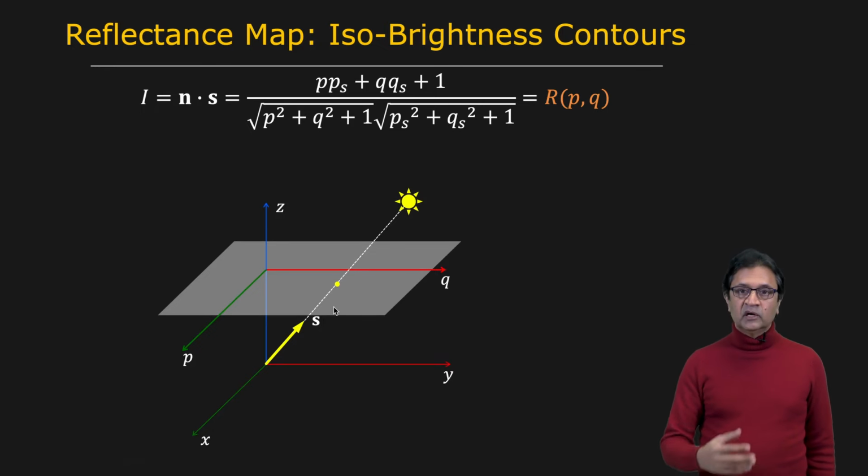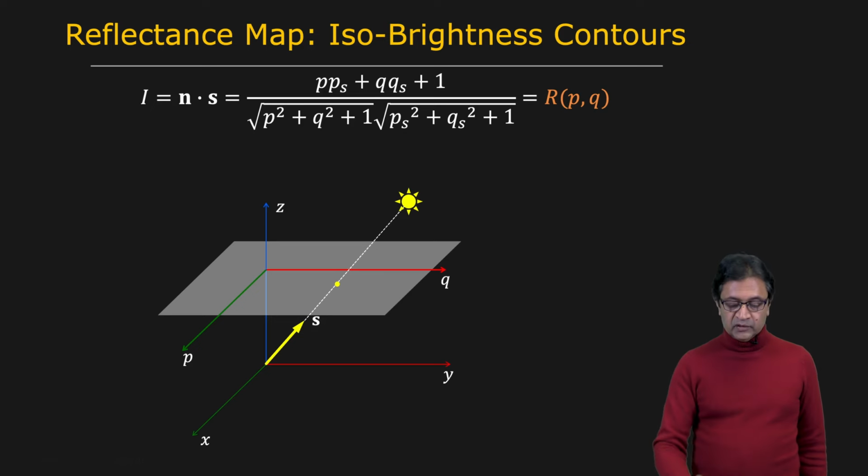And now let's go back to our visualization of the gradient space, which lies at z equal to 1 right here. And so let's assume that this is your source direction, unit vector in the direction of the source, S right here. If you extend this out, it intersects the z equal to 1 plane right here, and this right here is PS, QS, direction of the light source. So now the question to ask is, what are surface normals, or what are PQ values on the surface, the orientation of the surface, that would produce the same brightness in the image?